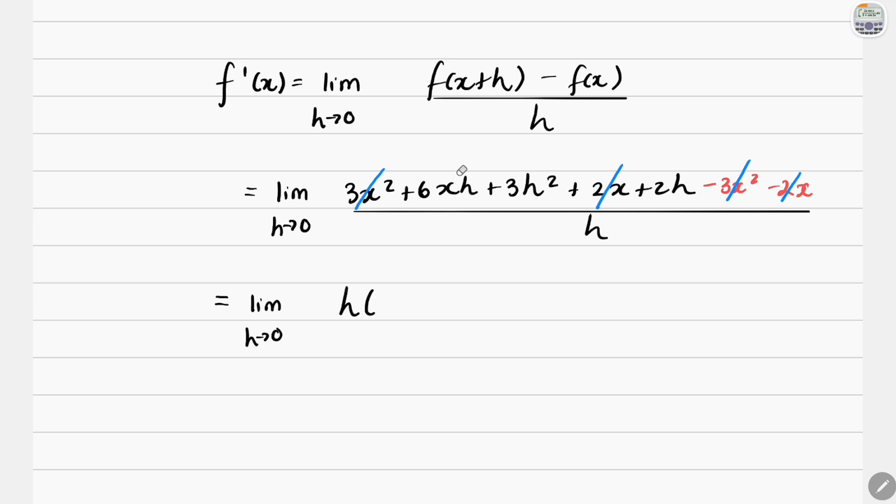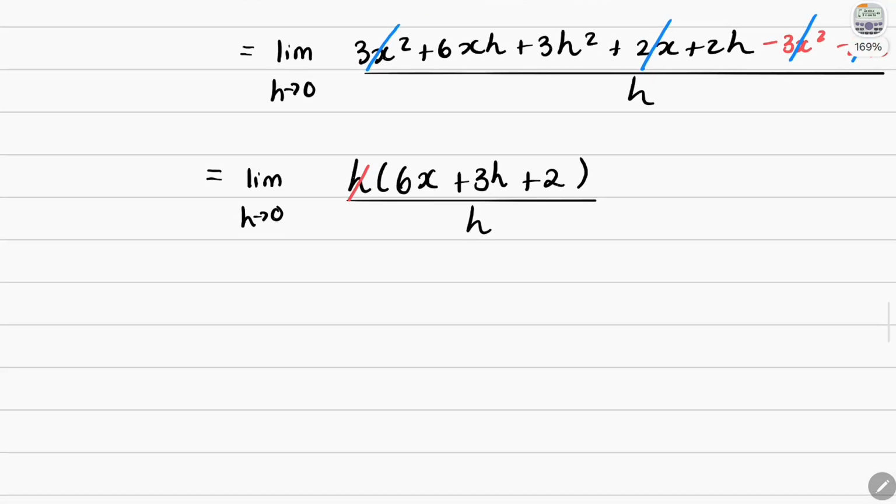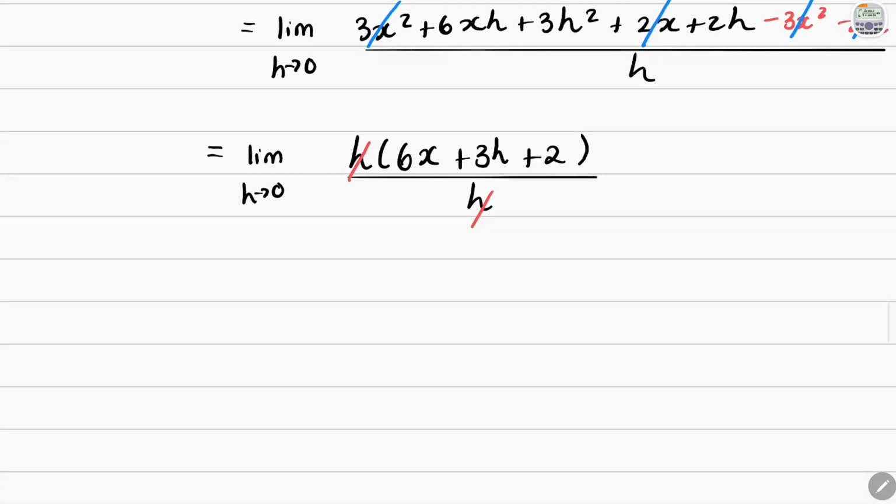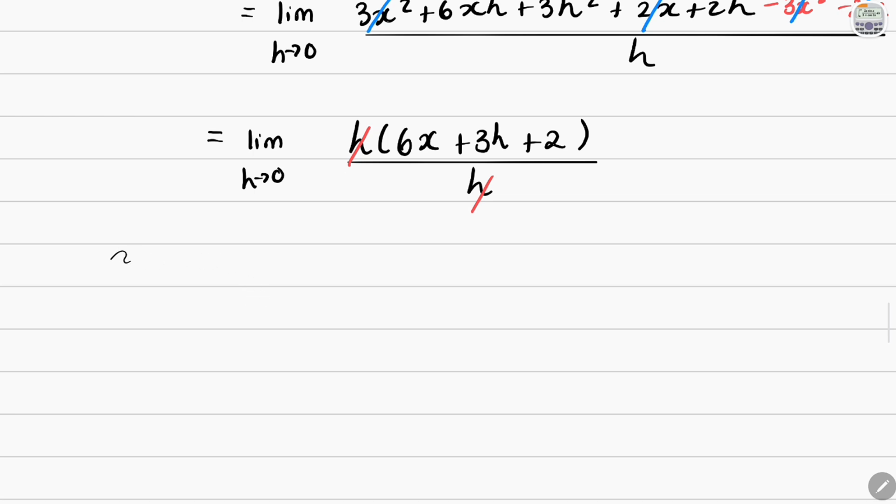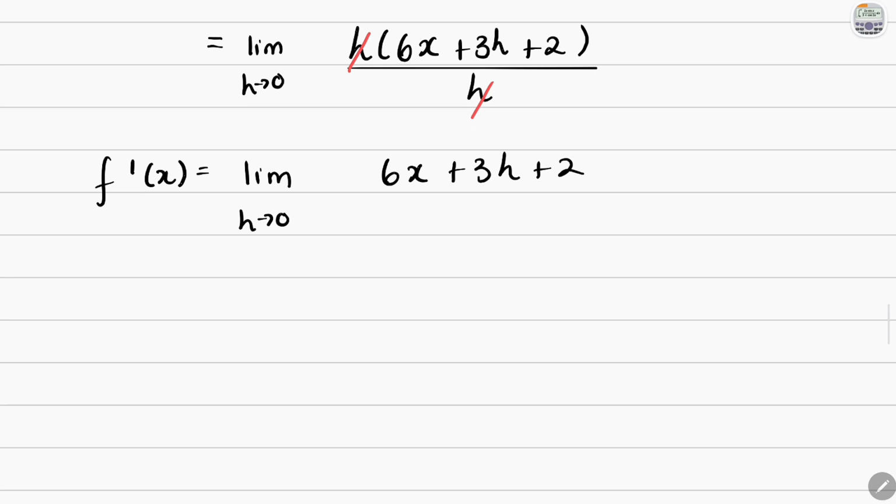And now what are we left in this term when h is out? You're left with 6x. And in this term, we're left with positive 3h. In this term, we're left with positive 2. And this goes all over h. And then h cancels, and now we have, you can choose to substitute at this point, but I'm just going to write it for the last time. F prime of x is equal to the limit as h approaches 0, and we have 6x plus 3h plus 2. And now we can substitute.